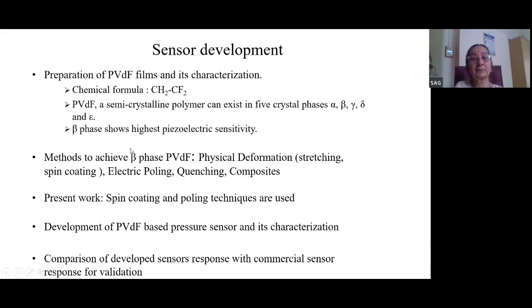We developed sensors using these PVdF films. The chemical formula is CH2CF2, and it is a semi-crystalline polymer. It can exist in five different phases: alpha, beta, gamma, delta, and epsilon. But the piezoelectric sensitivity is higher in the beta phase, and therefore we need this polymer in beta phase. To get beta phase PVdF, we can do physical deformation, that is stretching, spin coating, electric poling, quenching, and composites.